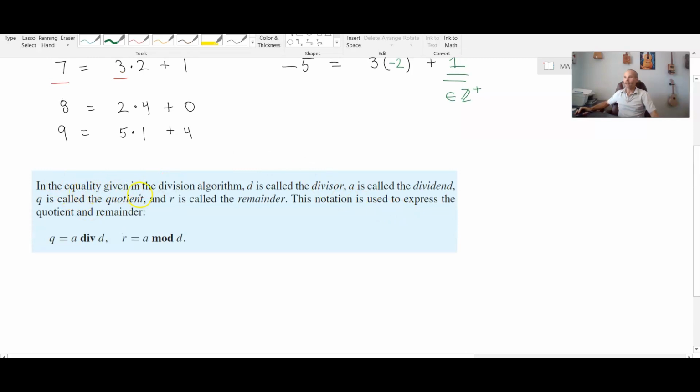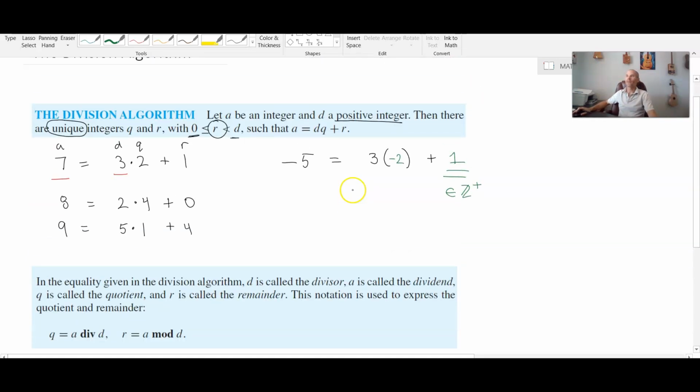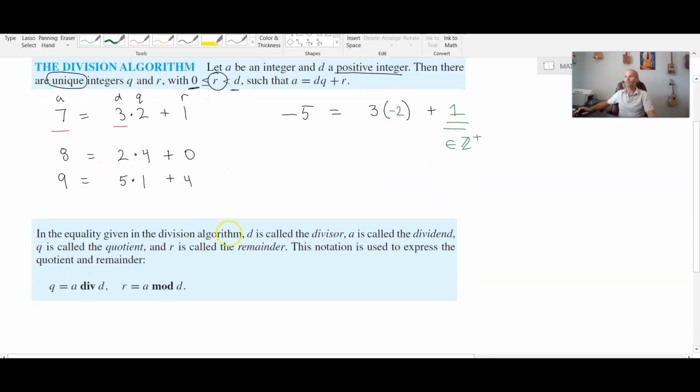In this equality given in the division algorithm, d is called the divisor. So d is the thing that we're extracting from our value of a. A is called the dividend. That is the quantity that's being divided. Q is called the quotient. That's the number of times that d goes into a evenly, or an integer number of times. And R is called the remainder.